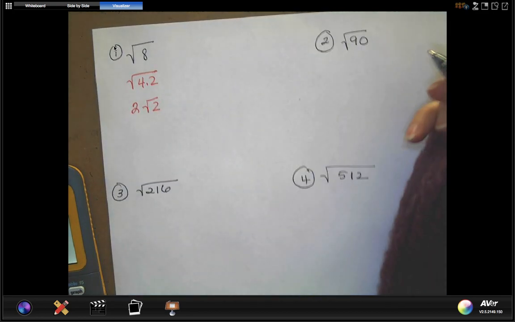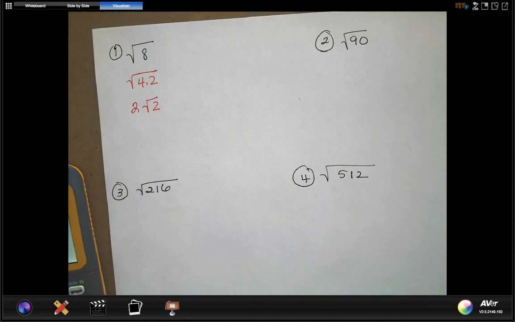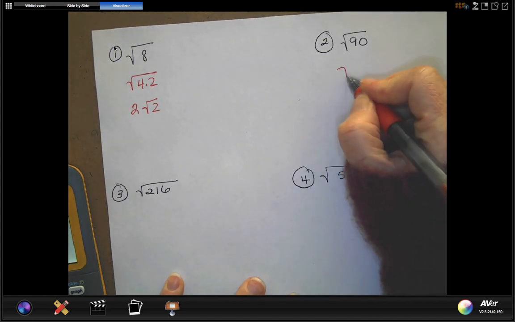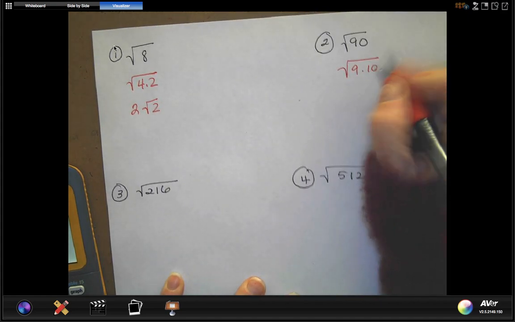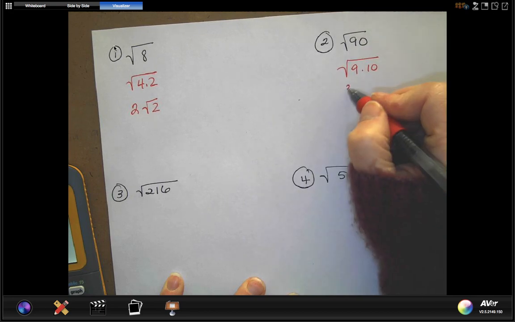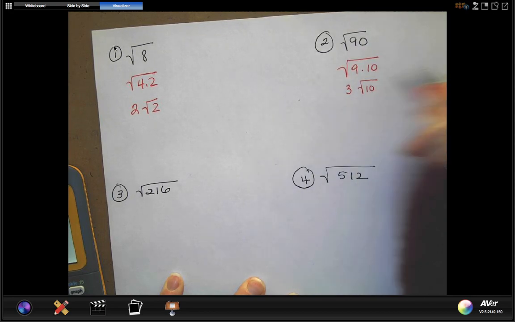90. So again, what's the biggest perfect square that's going to go into 90? Well, it's going to be 9. So 90 is 9 and 10. The square root of 9 is 3. The square root of 10, I can't simplify. 10 is 2 and 5. I can't take the square root of either of those.